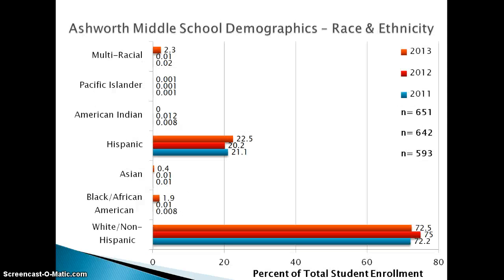To tell you a little bit about Ashworth, these are our demographics. As you can see, there are two clear majority groups at Ashworth, the white non-Hispanic and the Hispanic students. If you continue these trends out for the past several years, the Hispanic population has increased dramatically, and we've also seen an uptick in multiracial students.